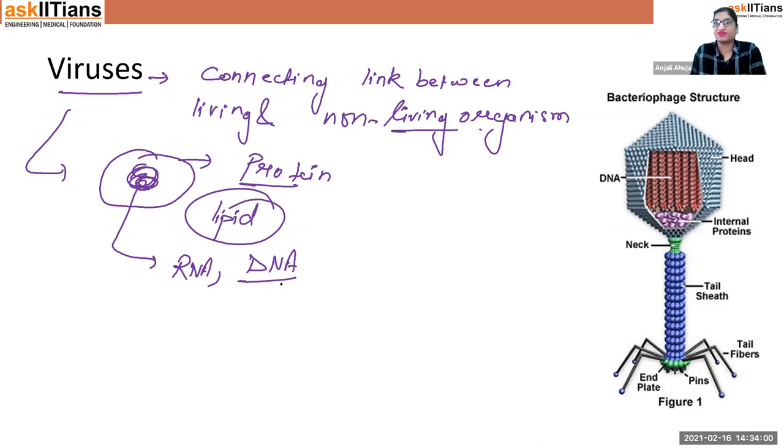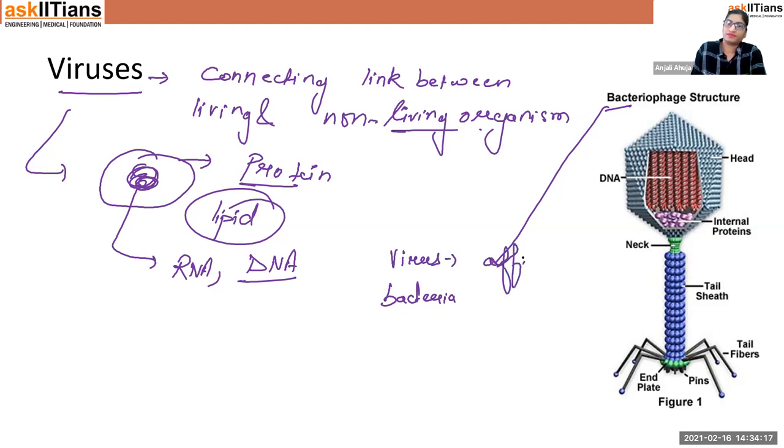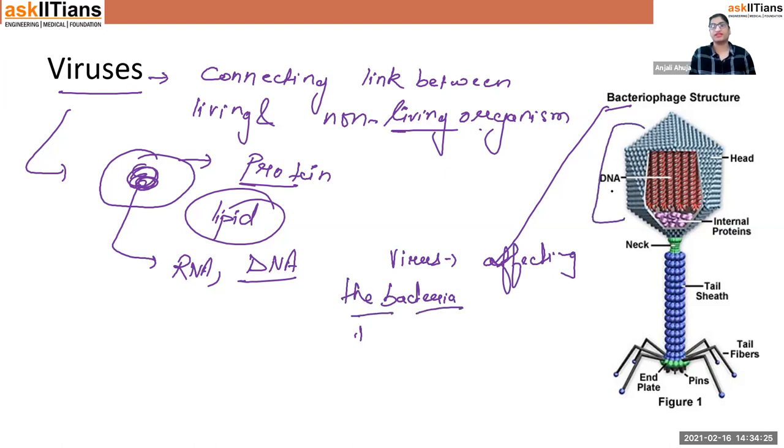You see on the right side. This is the bacteriophage. Bacteriophage means a virus which is affecting the bacteria. It is having a protein covering outside, a DNA inside. This is like a bacteriophage diagram they have shown. This is all protein: tail, sheath, neck, head. These are all the different parts of the body, but everything is protein. And then tail fiber and everything. It's like different shapes, I repeat. Just protein and inside genetic material.